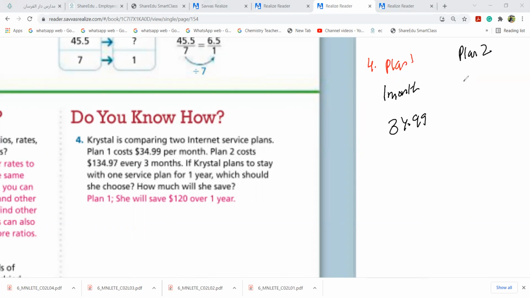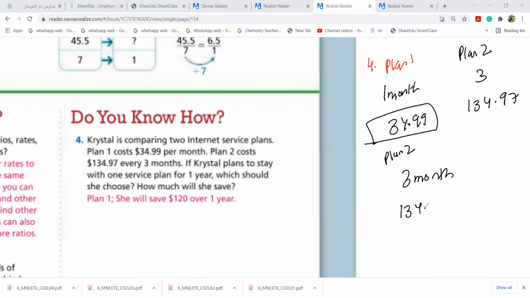Plan 2 is $134.97 for 3 months. They ask you which one is cheaper. This is very simple. But see here, for 3 months, plan 2, it's 134.97. So for 1 month, because they ask you the unit, how much? It is 134.97 divided by 3. Please, can you tell me?